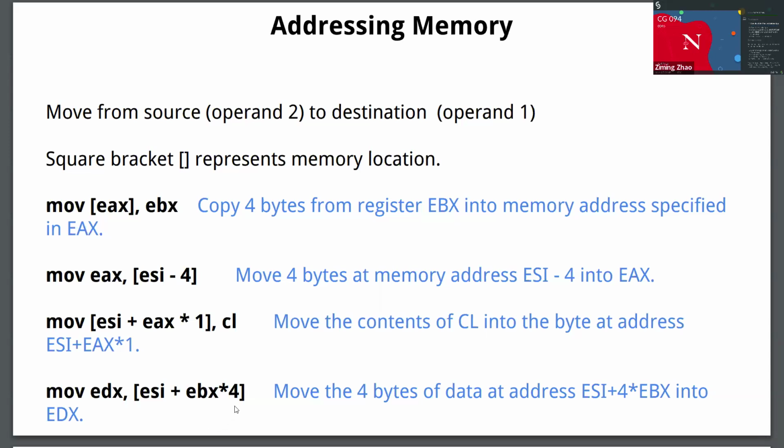So this one is similar. The second parameter here has a bracket, so this is a memory location. The first one is a register, EDX. So we're moving from the memory location ESI plus EBX times 4, and moving this value into the register EDX. Okay. Any questions so far?